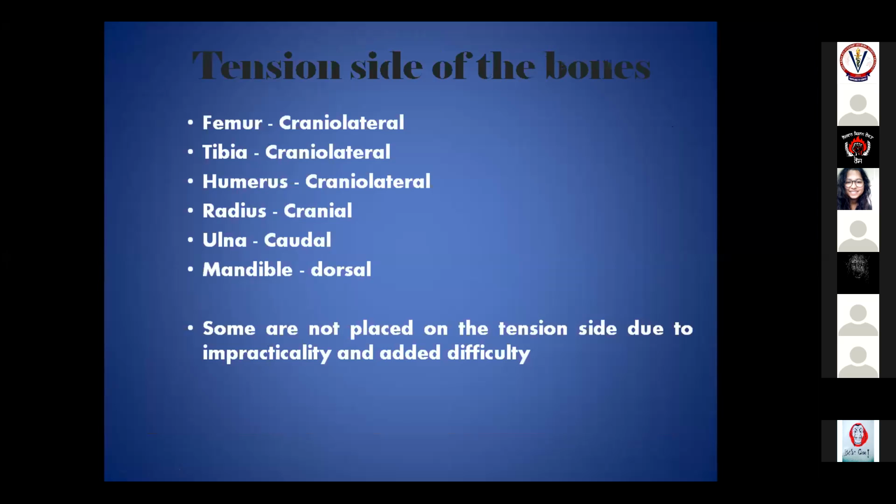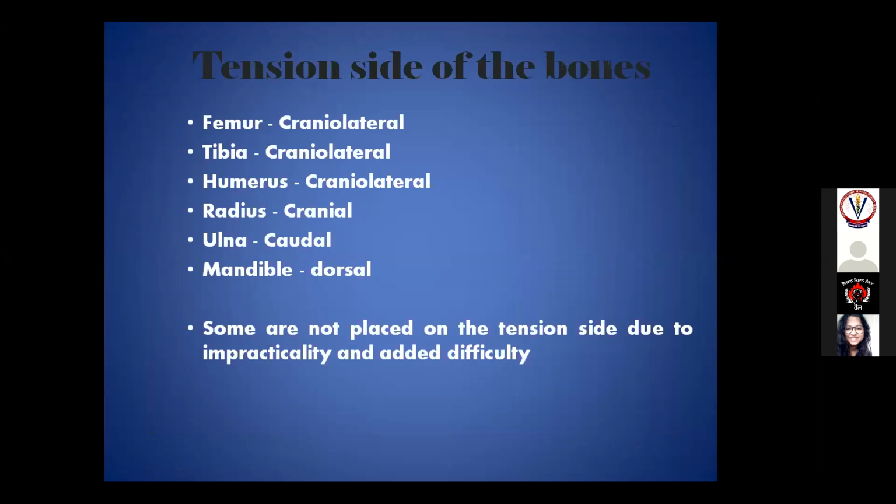So what are the tension surfaces of the bone? For femur, it is craniolateral. For tibia, it is craniolateral. For humerus, again, it is craniolateral. For radius, it is completely cranial. For ulna, it is caudal. And for mandible, it is the dorsal surface of the bone. So whenever you are doing plating, keep these surfaces of the long bones in mind, and your plate should be kept on these surfaces of the bone.